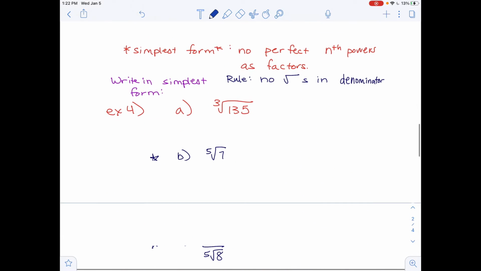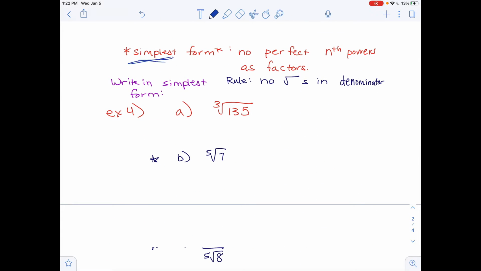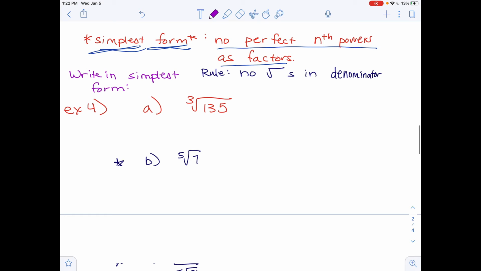Okay, let's talk about what simplest form is. So if they're asking you to put it in simplest form, that there's no remaining perfect nth powers as factors, meaning if you can take a simpler factor and take a simplified form of a root, go ahead and do that. There's also a rule that we have just in math in general, it starts in algebra, that simplest form means that we have no roots in the denominator. So you're not done with your answer if you see a root in the denominator. You have to keep going.